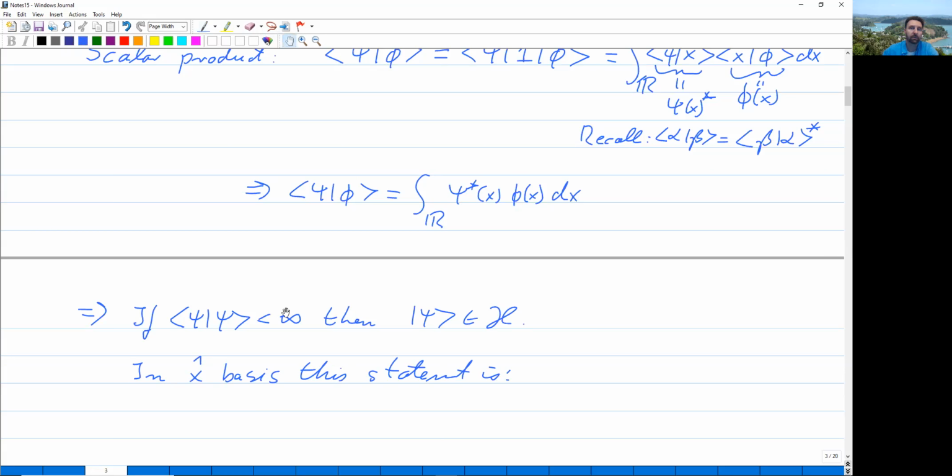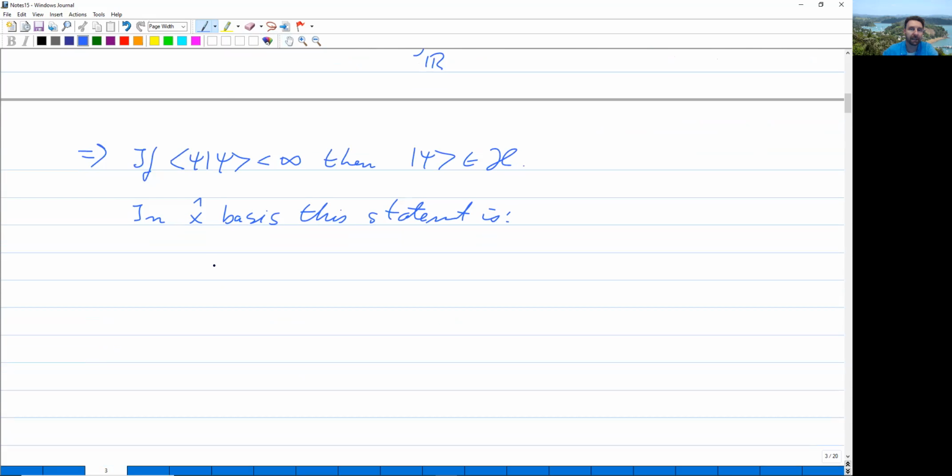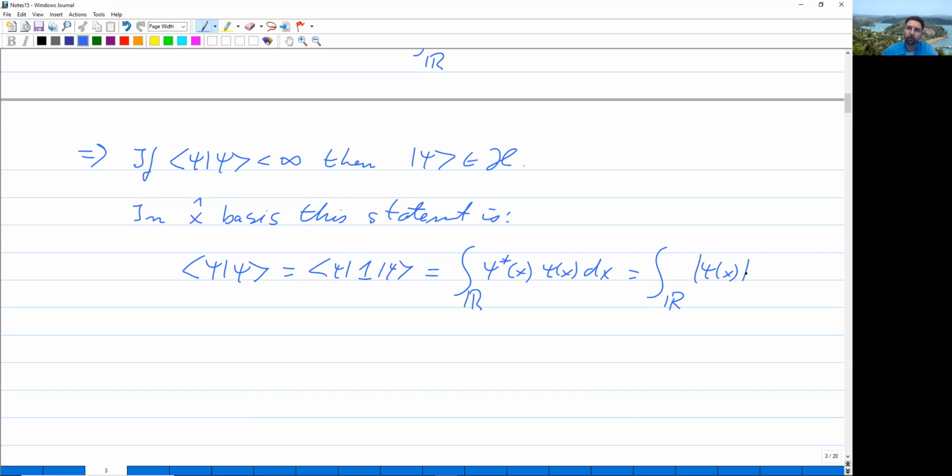well, we use the usual trick, introduce a resolution of the identity. Namely, we have that <psi|psi> equals <psi|1|psi>, equals the integral from above. We know that this is the integral of psi star of x, psi of x dx, which is the integral of the modulus squared of psi of x dx. So we want this to be finite.